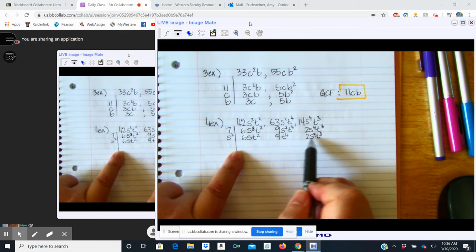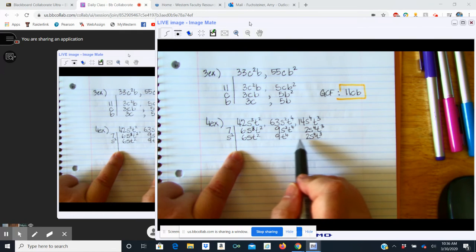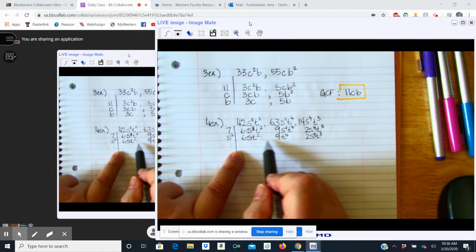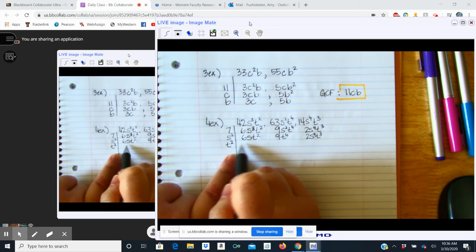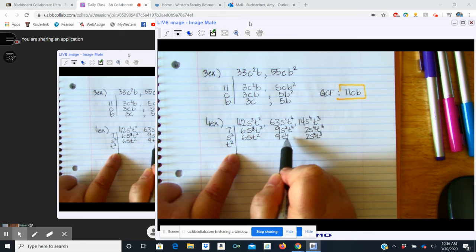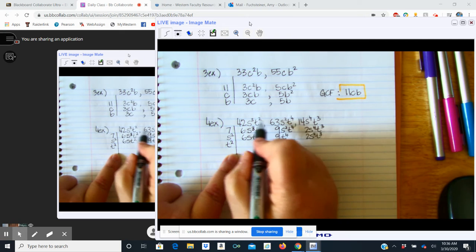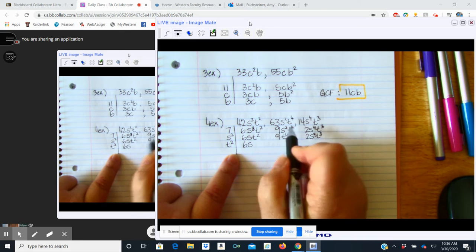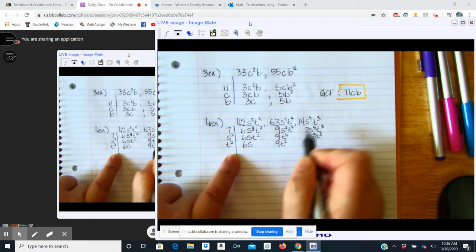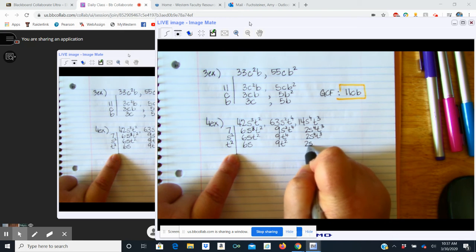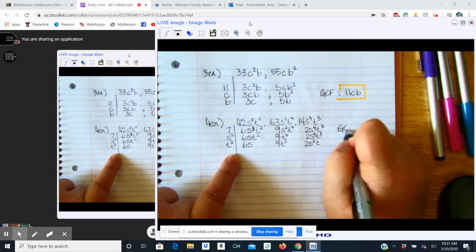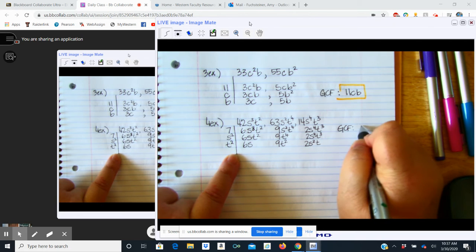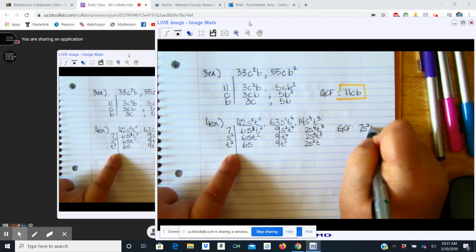Now, since I can't pull out any more numbers and they don't all have s's anymore, I can pull out a t, and I'm going to pull out a t squared since that's my lowest exponent. And that's going to give me 6s, 9t squared, 2s squared t. And my greatest common factor would be 7s squared t squared.